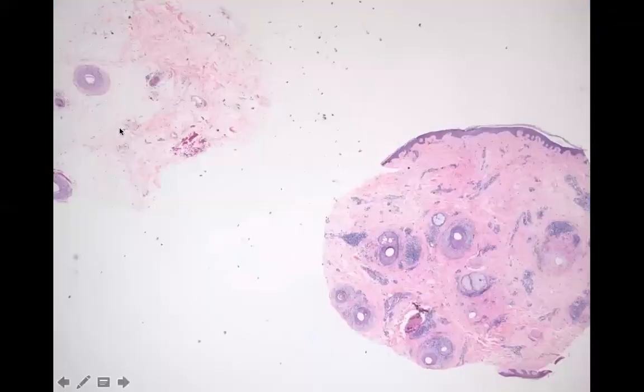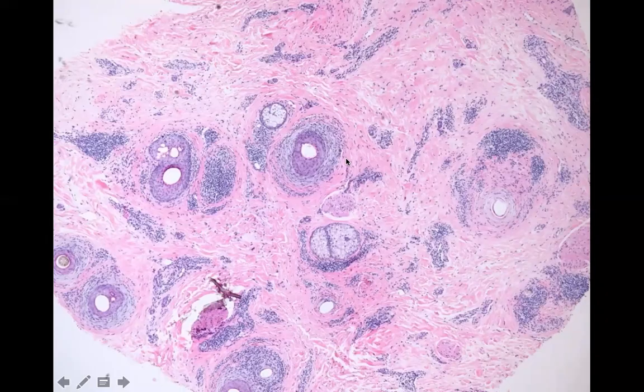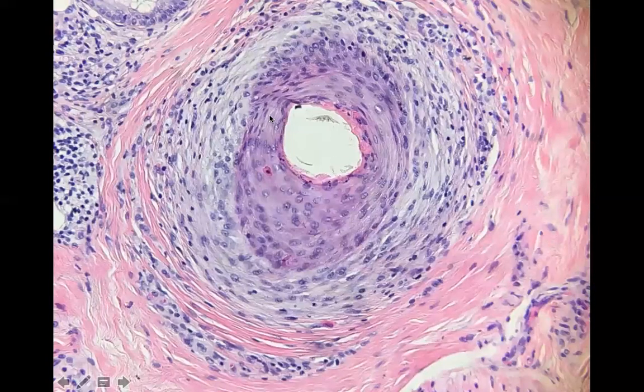So this is a horizontal section of LPP. And what you see right away from here is that you have fewer follicles than you're supposed to have. So there are areas of missing follicles on this section. And when you go in closer, you also see these areas of fibrosis around some of these follicles and a lot of lymphocytic inflammation. When you go even closer, you'll see some necrotic cells in the follicle.